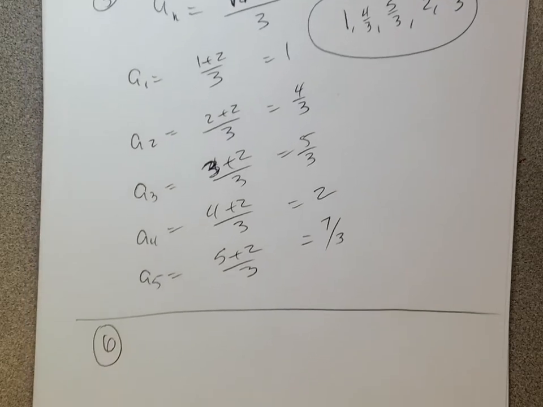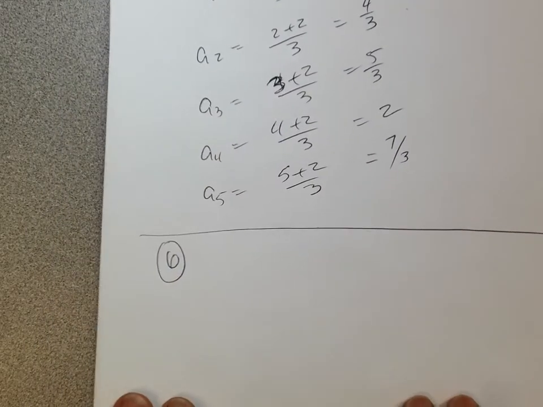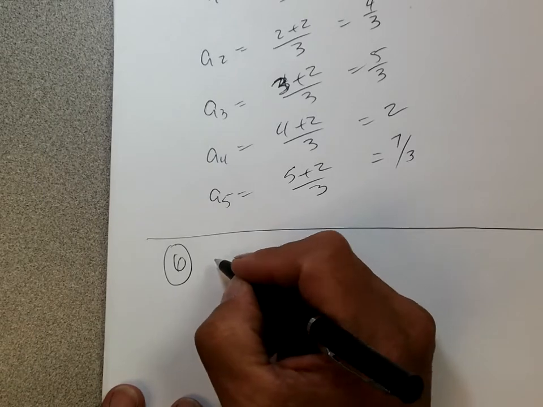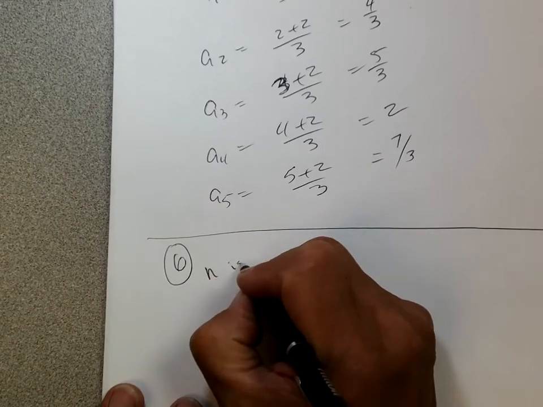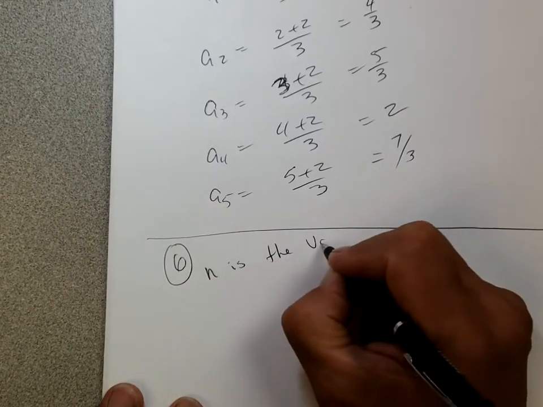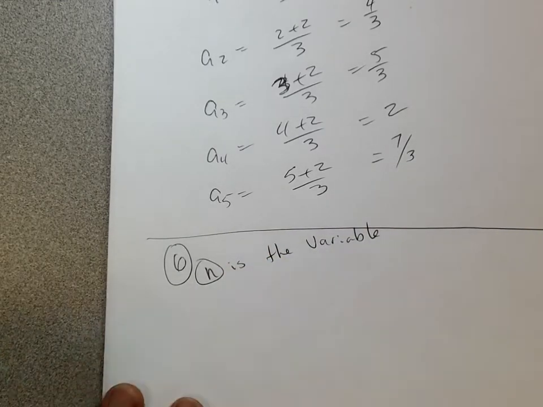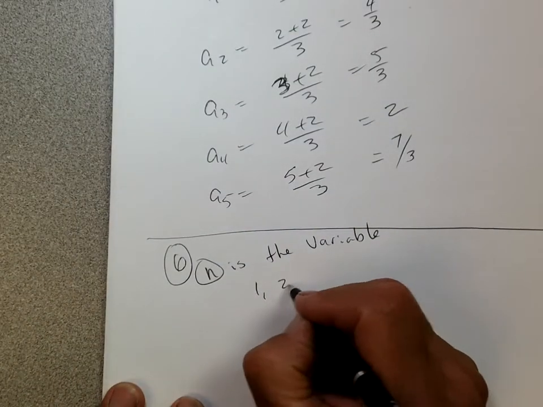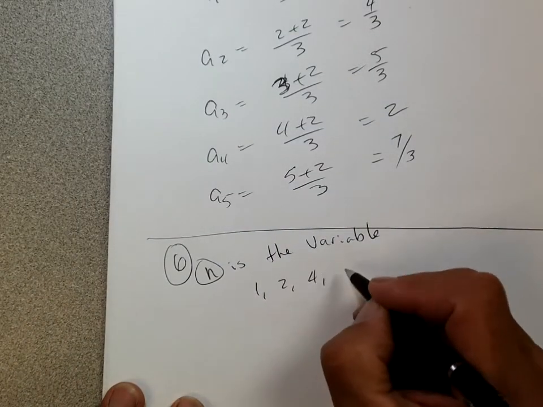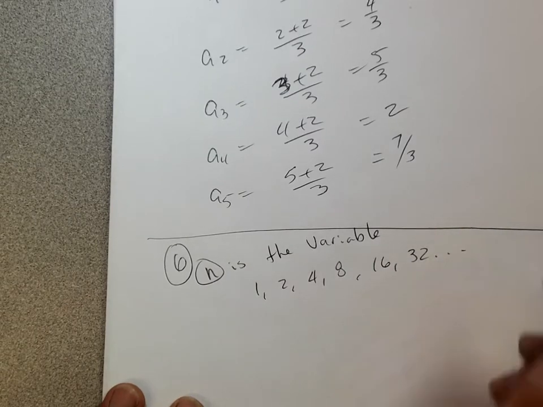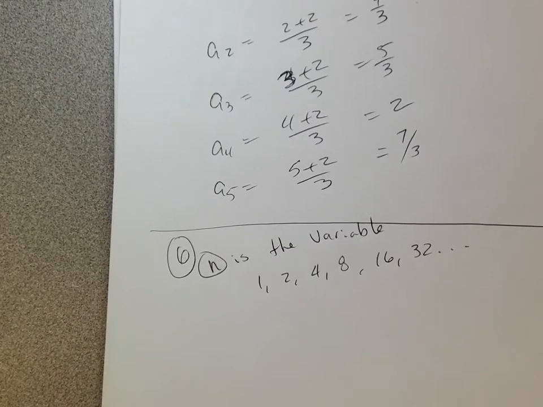Okay, number 6. You ready? So it says write an explicit formula. To have a formula, we need a variable. N is the variable. In number 6, I've got 1, 2, 4, 8, 16, 32, dot, dot, dot. It's geometric. You guys agree? Definitely geometric. So let's use our geometric formula.